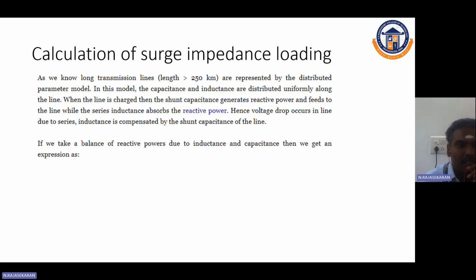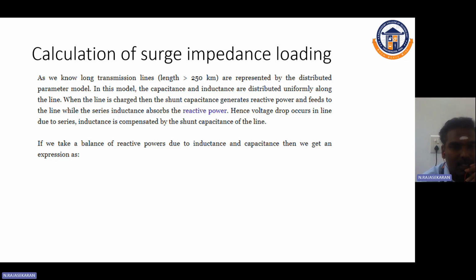Then the calculation of surge impedance. As we know, a long transmission line, more than 250 km long, is represented as a distributed parameter model. In this model, the capacitance and inductance are distributed uniformly along the line. When the line is charged, the shunt capacitance generates reactive power and feeds it into the line, while the series inductance absorbs reactive power. The voltage drop across the line due to series inductance is compensated by the shunt capacitors of the line. If we take a balance of reactive power due to inductance and capacitance, we get an expression.